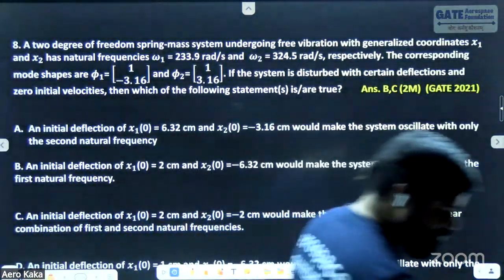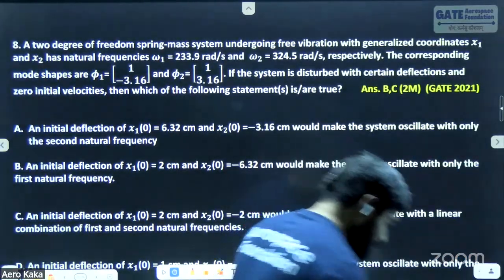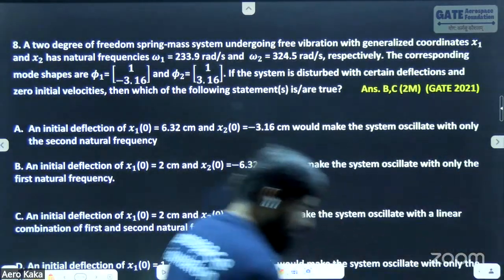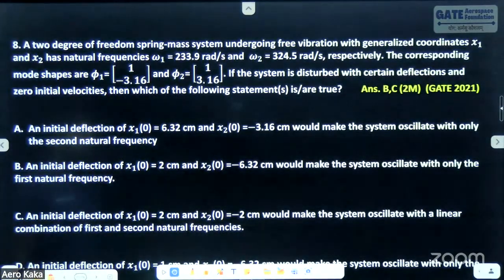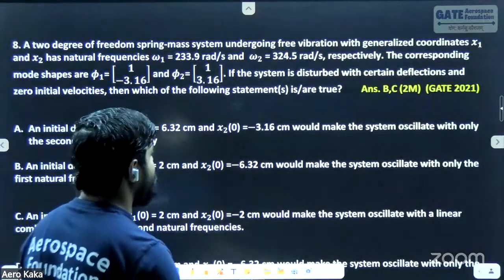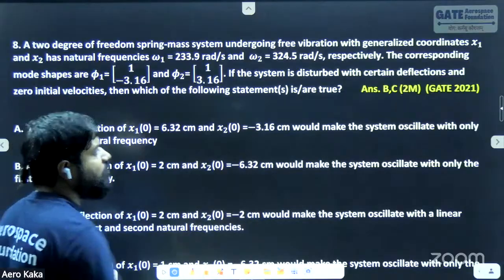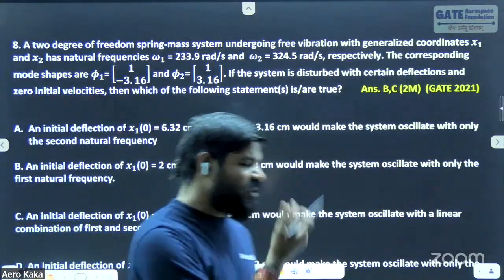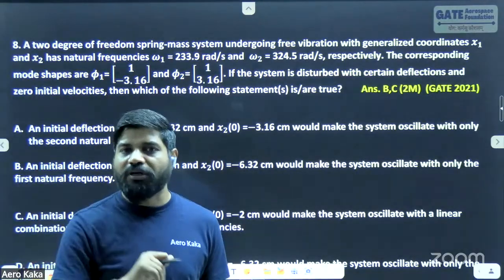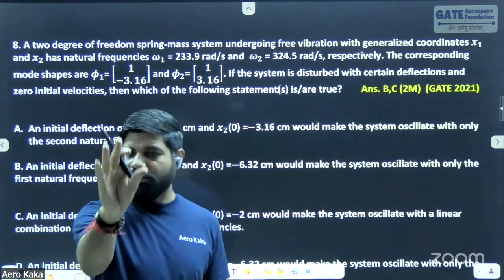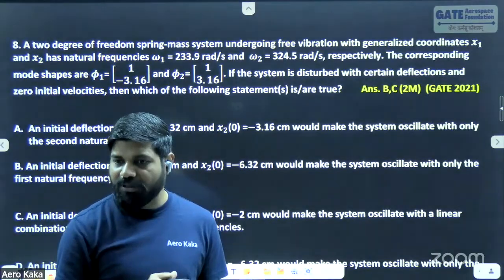Again, here you will get the clear picture. A 2 degree of freedom spring mass system undergoing free vibrations with generalized coordinates x1 and x2 has natural frequencies omega1, omega2. Whenever they are asking such kind of questions, natural frequencies don't play any role. That's not required. What is required? Just compare the amplitude ratio and initial displacement ratio.